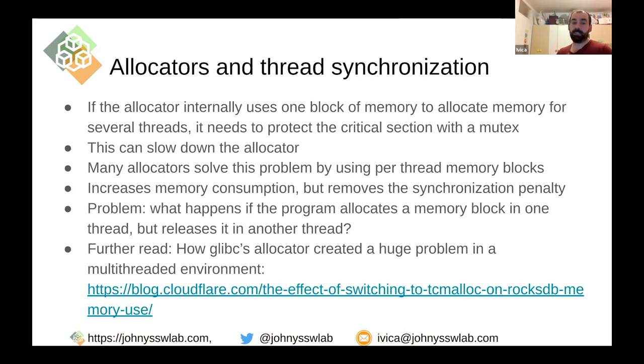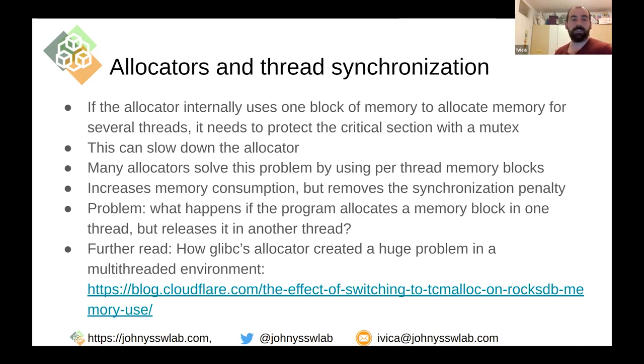Many allocators solve this problem by using per-thread memory blocks. So they have one memory block per thread. And in that case, you get rid of the need for locks, but this increases memory consumption. It removes the synchronization penalty. So we are making a trade-off between memory consumption and speed.